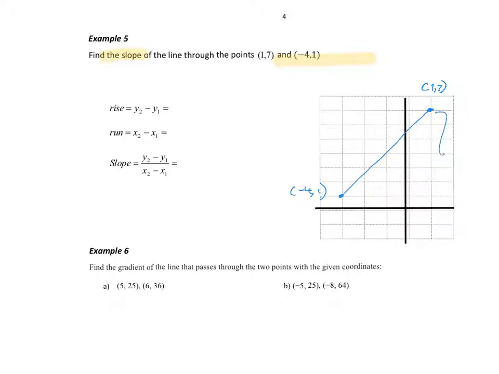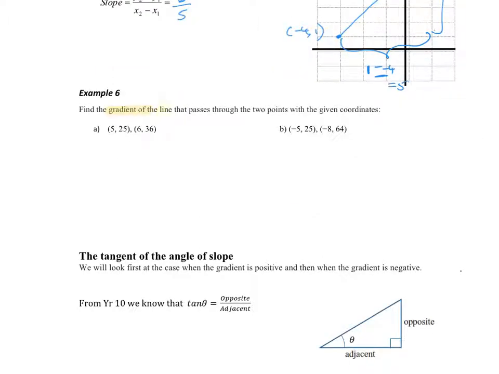So the rise of my line is y2 minus y1, which in this case is 7 minus 1, which is 6. The run, the difference in x values, is 1 minus -4, which we have to be careful is positive 5. So the rise is 6, the run is 5, and we can see the slope of our line is 6 over 5, which is positive, which is what we expected.